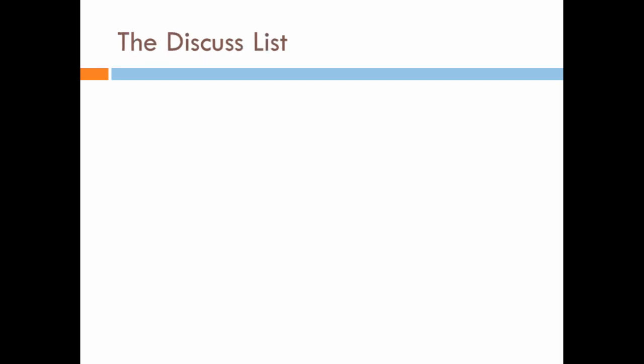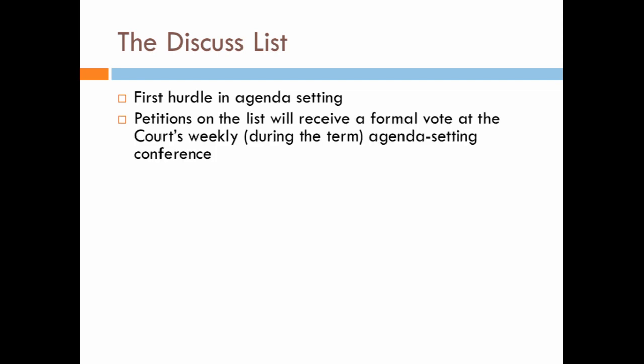Okay, so let's set that aside. Once the clerks sift through the petitions, the first major hurdle to getting a review is making the so-called discuss list. So this is a list of all of the petitions that the justices will discuss and formally vote on during their weekly conference meetings. So we have these 9,000-ish petitions that have been submitted to the court. The clerks go through that entire list of 9,000 cases. They make recommendations about whether to grant or deny.